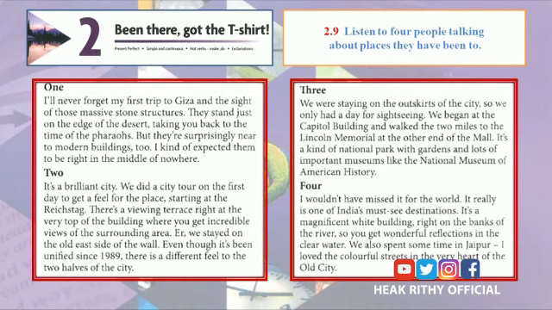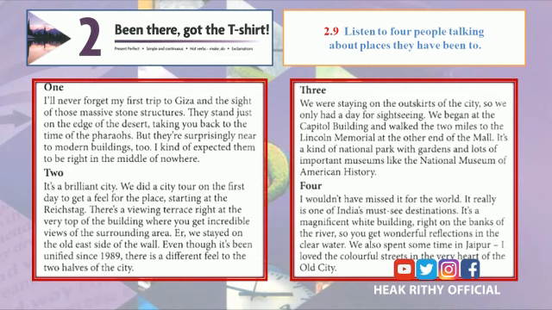3. We were staying on the outskirts of the city, so we only had a day for sightseeing. We began at the Capitol building and walked the 2 miles to the Lincoln Memorial at the other end of the mall. It's a kind of national park with gardens and lots of important museums, like the National Museum of American History.